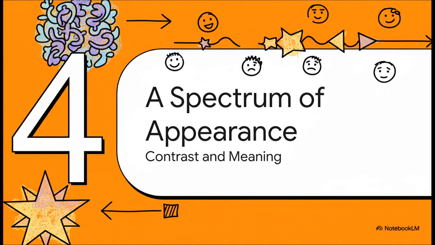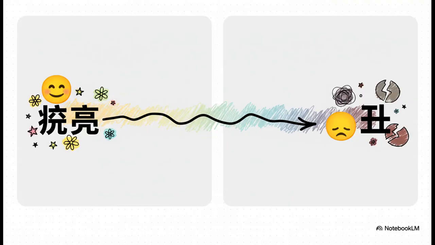Okay, so let's zoom out for a second. The crucial point I want you to get is that these two words, they don't exist in a vacuum. They're not just two random items on a vocabulary list. They form the two endpoints of a whole spectrum that we use for aesthetic judgment. And this slide really lays it out perfectly.